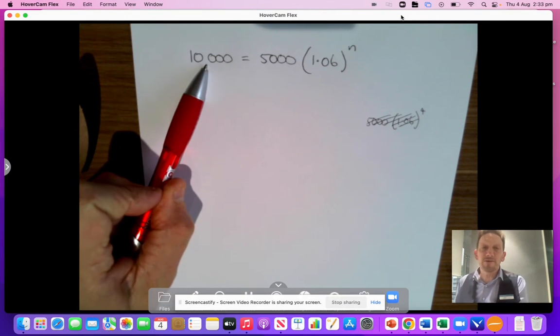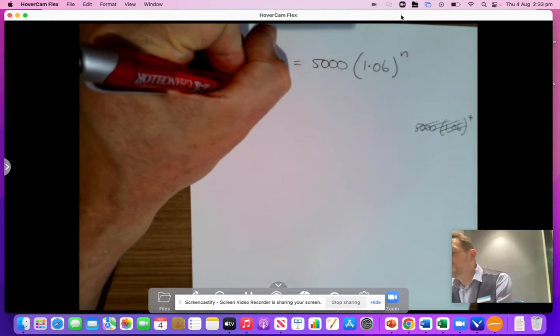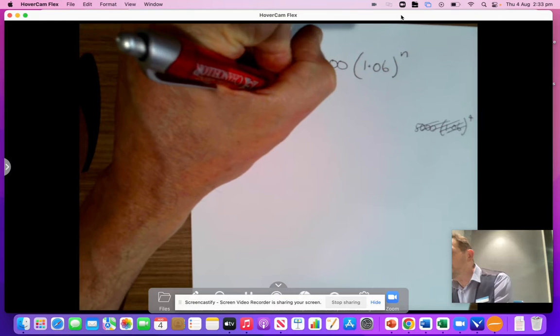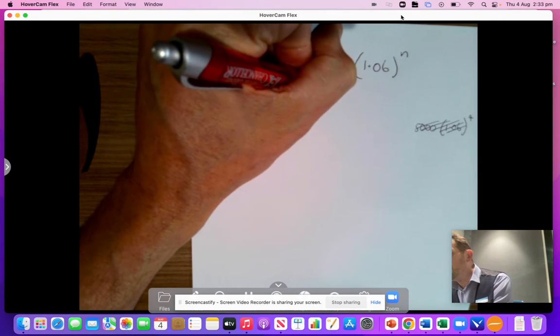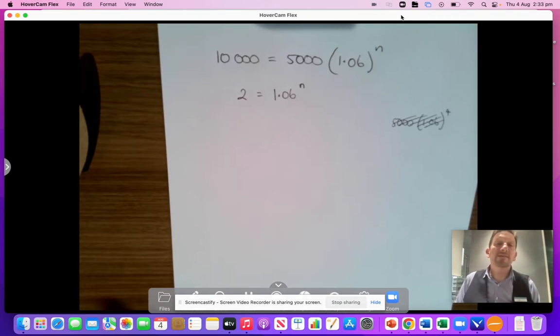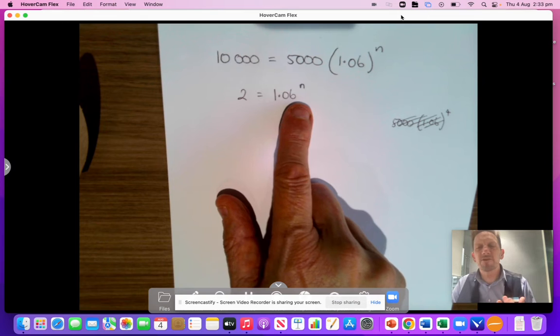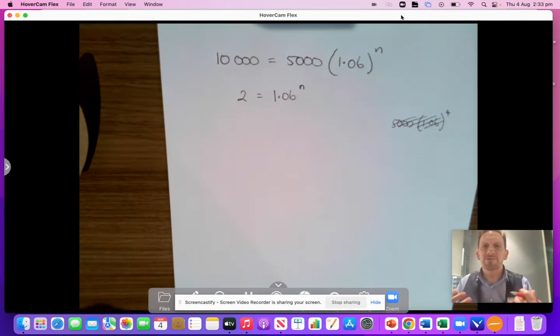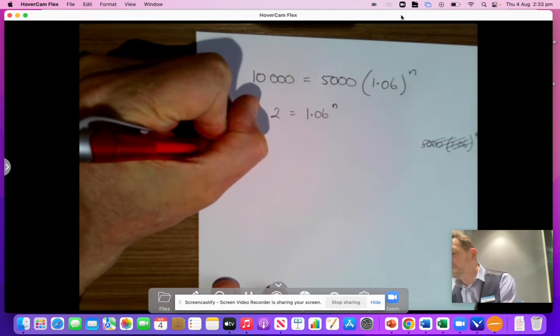We're going to divide by 1,000 here. That's a nice simple step. And we get 2 equals 1.06 to the power of n. Straight away we simplified it, but still n is in the power and we'd still have to go through and try different numbers until we got it. So what we're going to do is take the log of both sides.